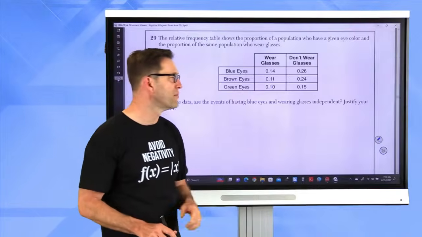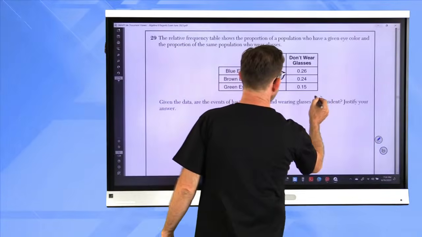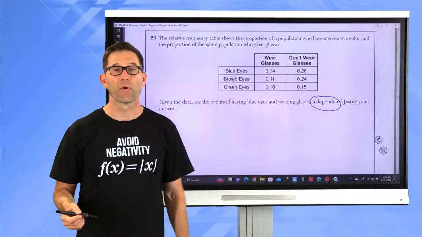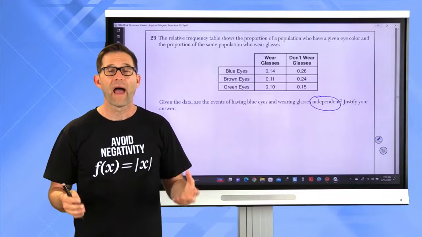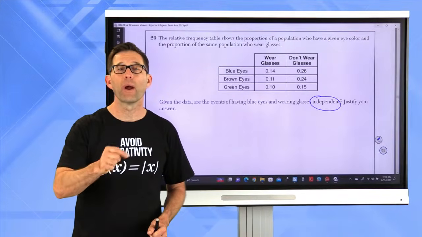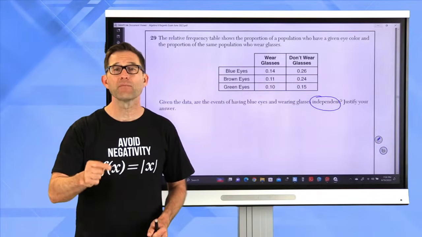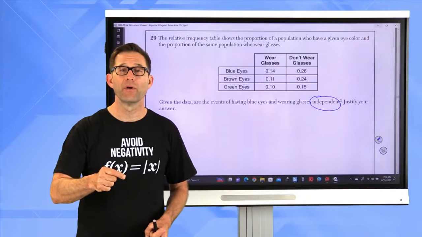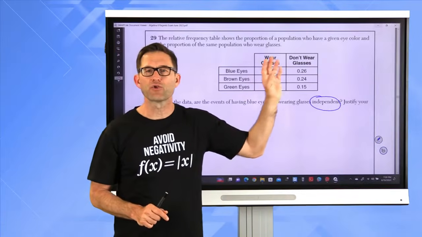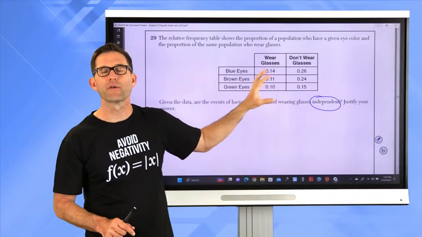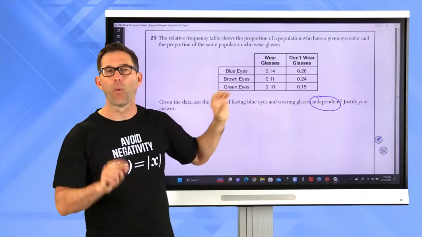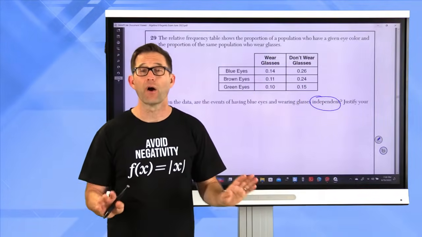Now, let me just be very clear, right? Let's talk a little bit before we get into this table about things being independent. The idea here is very simple. Will having blue eyes change the probability that you wear glasses? Now, just for a moment, this can be kind of tricky for people because these are all sort of proportions. If you added all of these up, you'd get the number 1, meaning that this is everything, 100%.